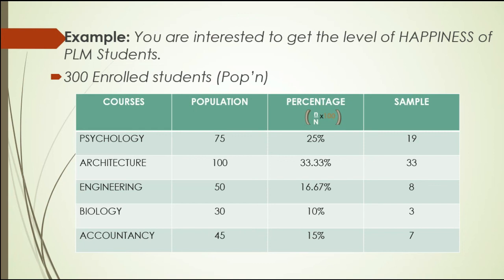Weakness: it does not guarantee that the composition of the sample in terms of identified strata will be perfectly representative of the composition of the population. But some strata may have limited representation in the sample. Okay?